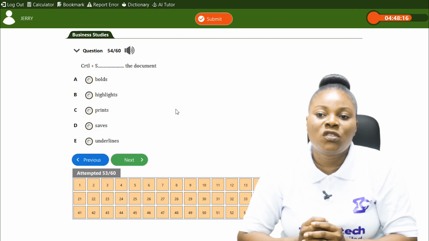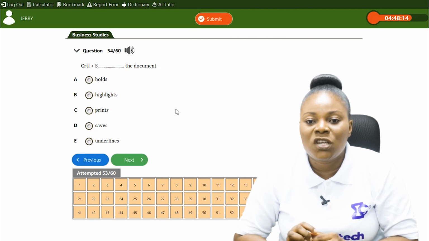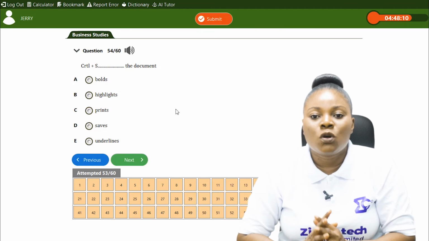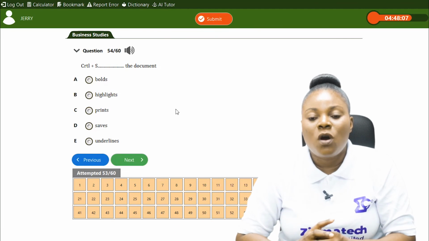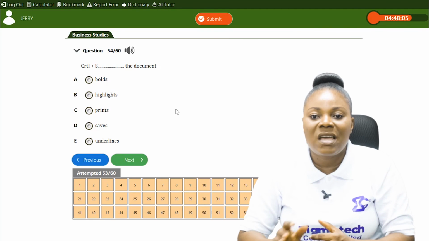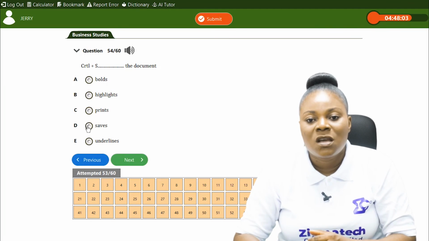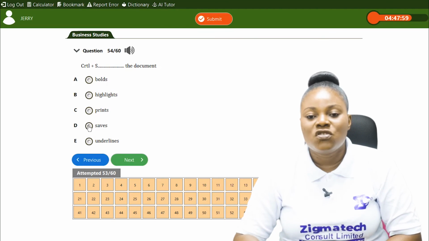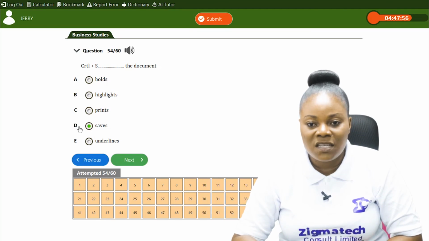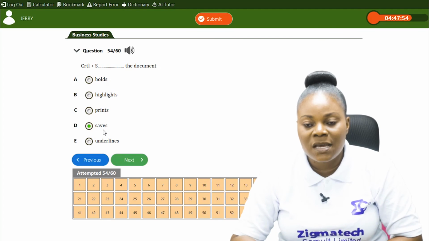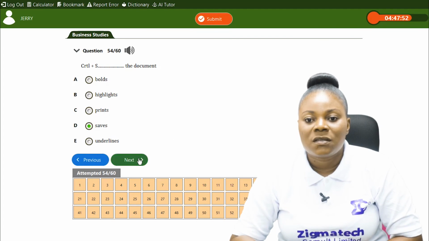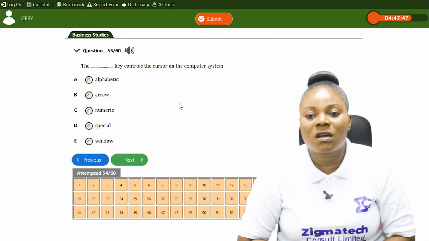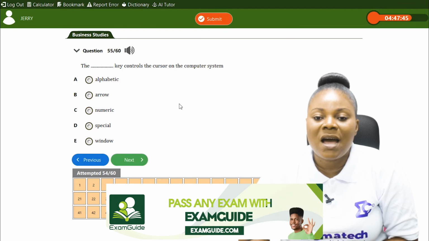To bold your document, you use Control B. To highlight your document, you use Control A. Control A highlights document. To print, you use Control P. To underline, you use Control U. To save, you use Control S. So to save your document, Control S is used. So the appropriate answer is D, save. Control S saves document.